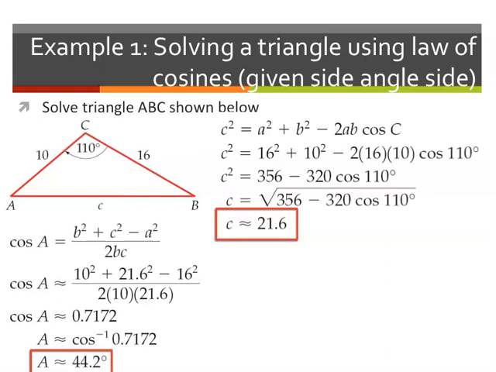Okay, so we found one side, one angle. We still have one more angle left to find, but the last angle is pretty easy to find because we have two angles already, and we know the triangle sum theorem applies to all triangles, not just right triangles. So 180 minus 110 minus 44.2 comes out to be 25.8. So angle B is about 25.8 degrees.